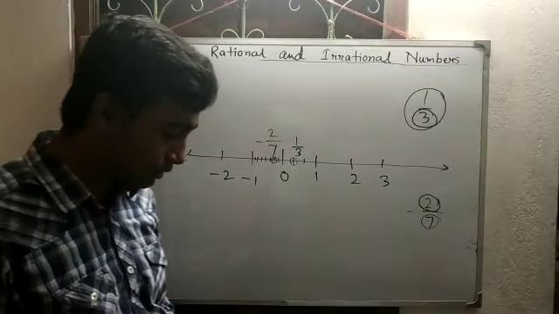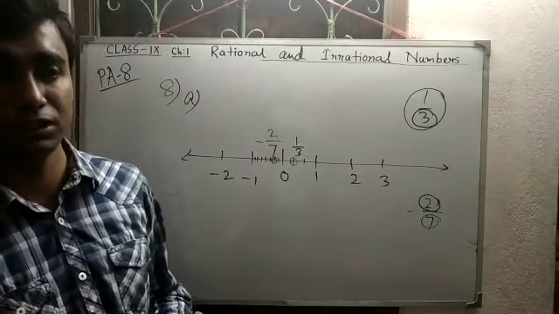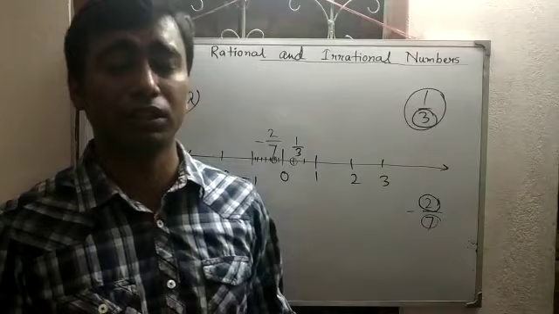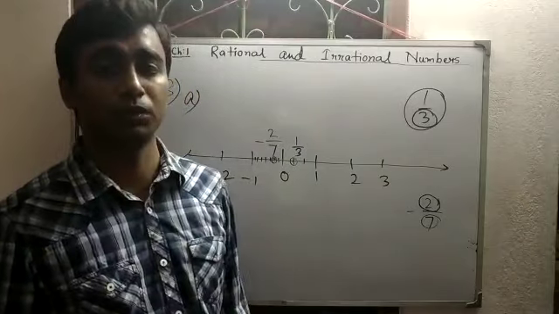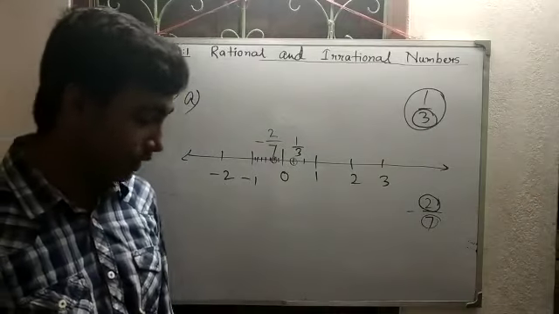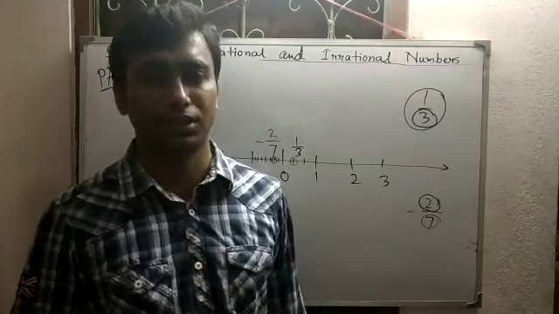So what is your task? Your task is to complete all the examples from this chapter, the rational number, the first part of it, and the sums from the exercise. That should be done very nicely, because in class 9 you have to do all the sums.